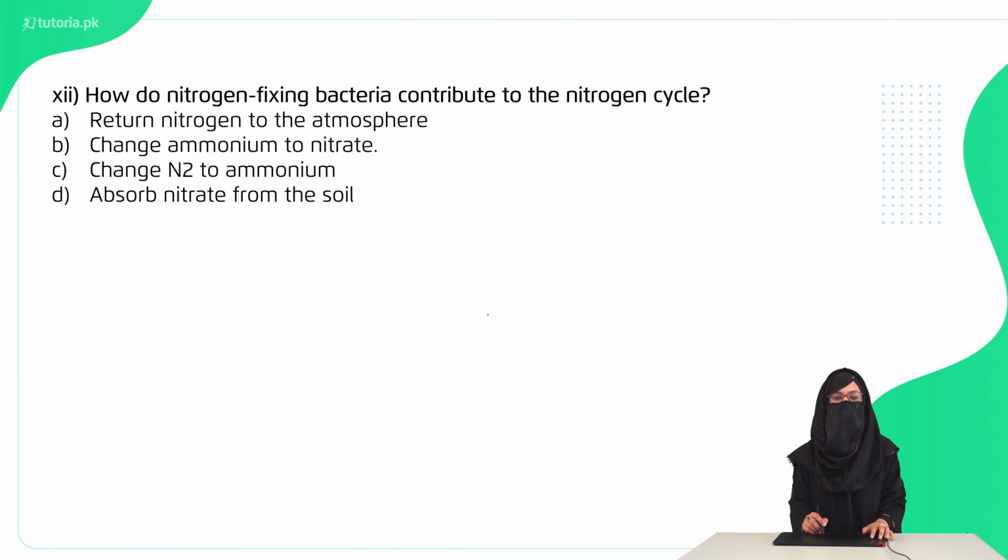Question 12: how do nitrogen fixing bacteria contribute to the nitrogen cycle? Option A, return nitrogen to the atmosphere. Option B, change ammonia to nitrate. Option C, change nitrogen to ammonia. Option D, absorb nitrate from the soil. The right option is option B, change ammonia to nitrate.